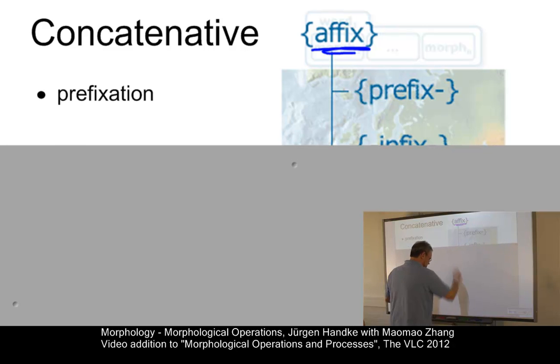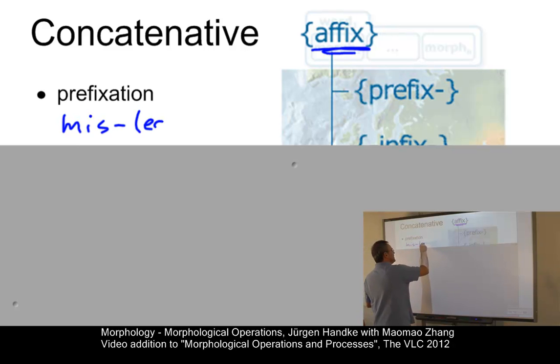So let's write down some examples here. For example, in present-day English, we have something like misleads. I'm now using orthography, even though it is pretty clear that morphological analysis has to be carried out in terms of phonology. But this is the simpler procedure here. So this would be a prefix.